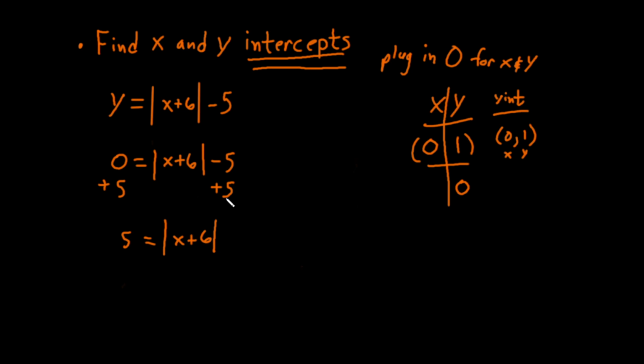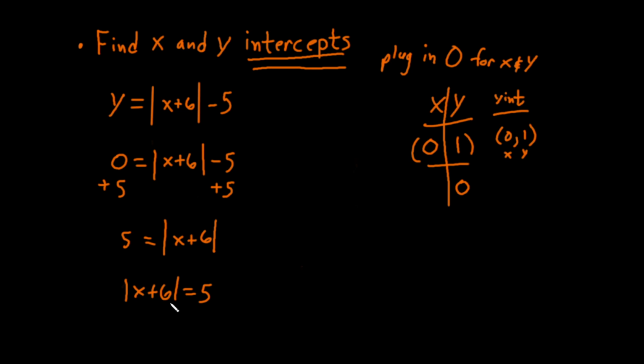And just for me, I'm going to rearrange it. If 5 is equal to the absolute value of x plus 6, can't we say that the absolute value of x plus 6 is equal to 5? Yes, we can. It's just my OCD kicking in. I like to have my absolute values, my radicals and stuff like that on the left side. But you can leave it like this if you like, as long as you separate them into two different possible solutions.